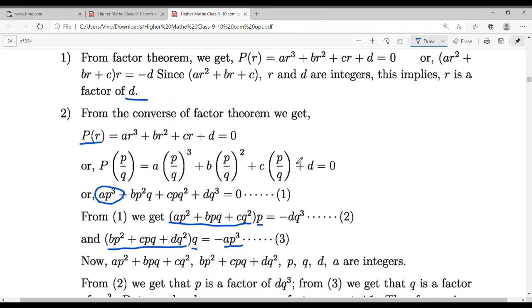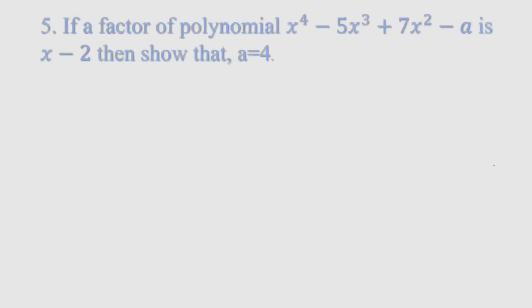Okay, clear? Now the problem of the exercise, problem 5. If a factor of the polynomial x to the power 4 minus 5x cube plus 7x square minus a is x minus 2, then show that a equal to 4. We have to show that a equal to 4.